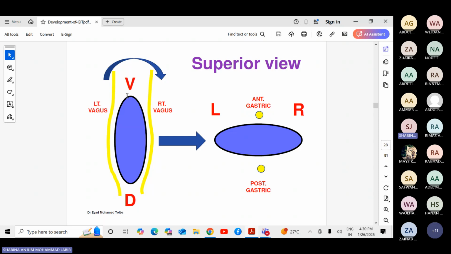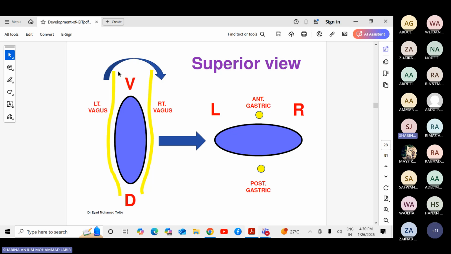This is the ventral and this is the dorsal view. This is the right surface, and this is the left surface. Here you can see on the right side we have the right vagus, and on the left side we have the left vagus. When you studied the stomach, I believe you have seen that its surfaces are related to the vagus nerve.